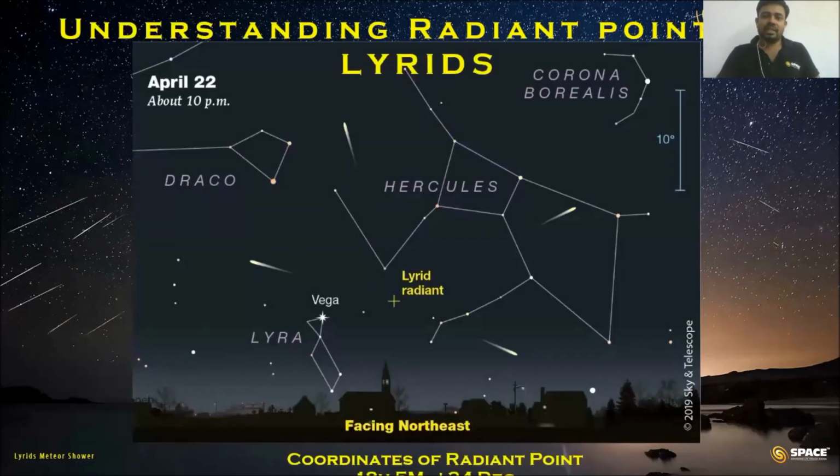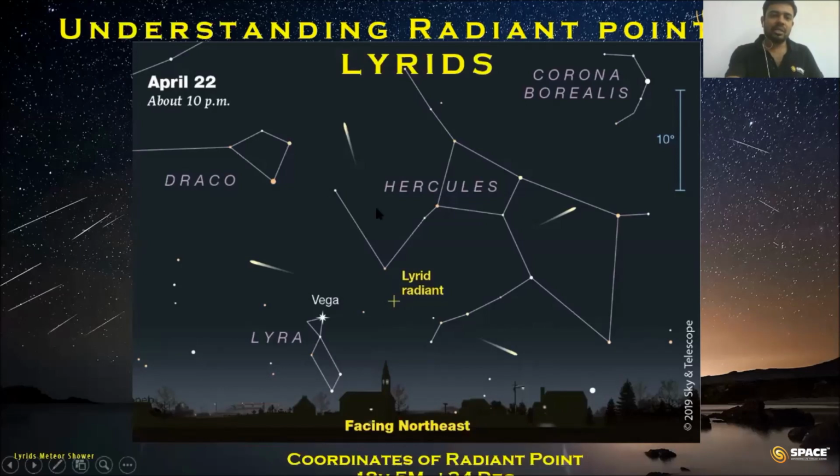Now let us understand the radiant point of the Lyrids for the meteor shower observation tonight. First of all, you need a sky map for this and a compass for finding the directions. Here you can see the Lyra constellation, and each constellation has one bright star. Here we have a star named Vega. Near that you have the Lyrid radiant point indicated by a plus sign. So from this point only you can see that meteors are approaching.